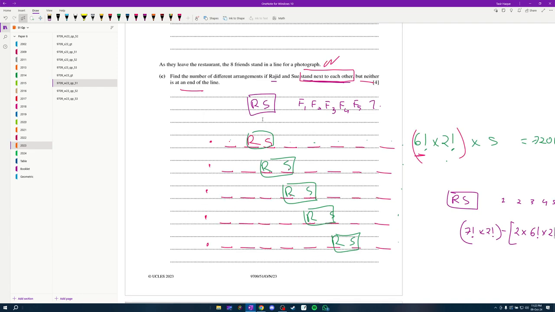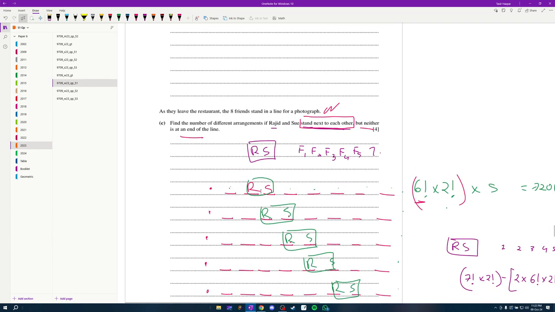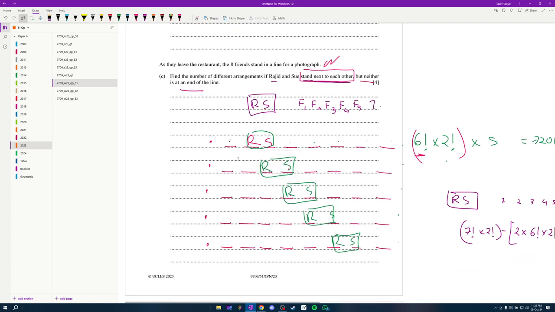Fine, okay. So we have 8 blanks. 1, 2, 3, 4, 5, 6, 7, 8. So Rajit and Sue, they're together, so they will move as a unit, but not at the ends. The first one and last one, they can't stand there. Okay, so they have 1 position, 2nd and 3rd blank, 3rd and 4th blank, 4th and 5th, 5th and 6th, 6th and 7th, but they can't occupy the 8th one. So in total, 1, 2, 3, 4, 5 positions.